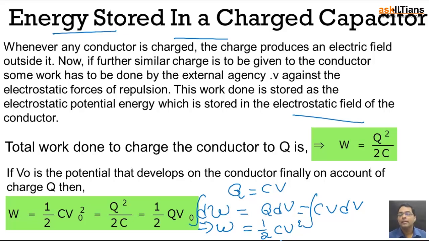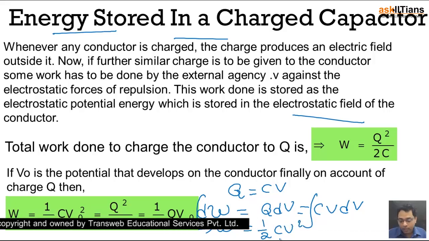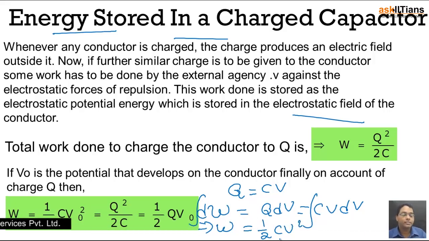So half CV square is nothing but the amount of work that you are required to do to charge up a particular capacitor which has a capacitance C by a potential V. You can change half CV square into other forms as well. So this can also be given by Q square by 2C, or you can also say half Q into V, right? Hopefully you understood till this particular point. So this covers, broadly speaking, all the major parts of the capacitor. Do stay tuned to understand the Van de Graaff generator and some questions related to it.